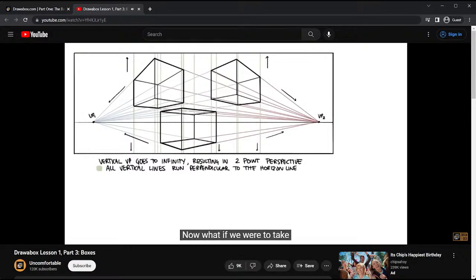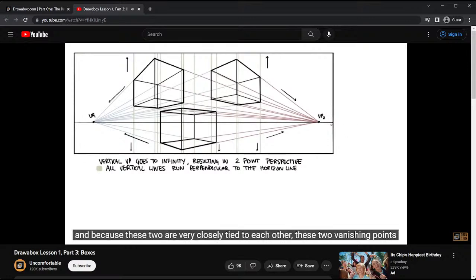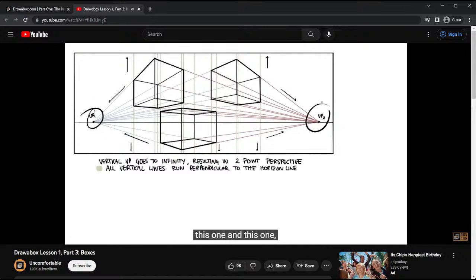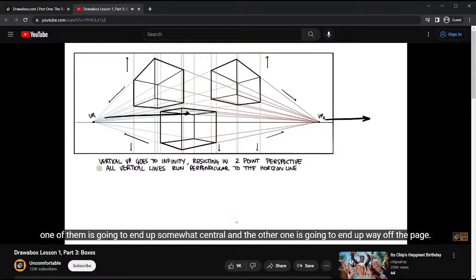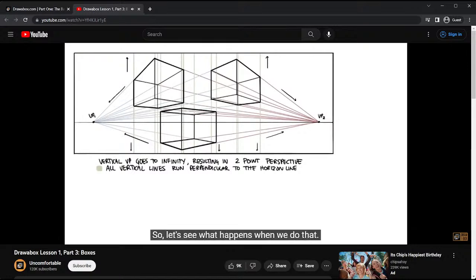Now, what if we were to take another one of these vanishing points and slide them to infinity? Because these two are very closely tied to each other, these two vanishing points, this one and this one, are going to slide together. So one of them is going to end up, as they say, move in this direction. One of them is going to end up somewhat central, and the other one is going to end up way off the page. So let's see what happens when we do that.